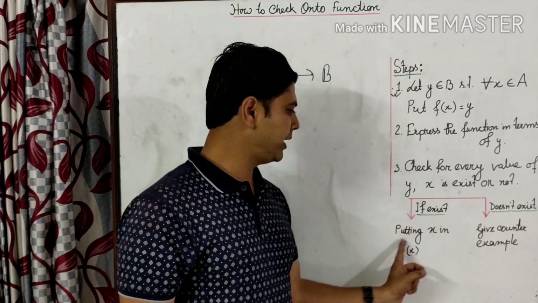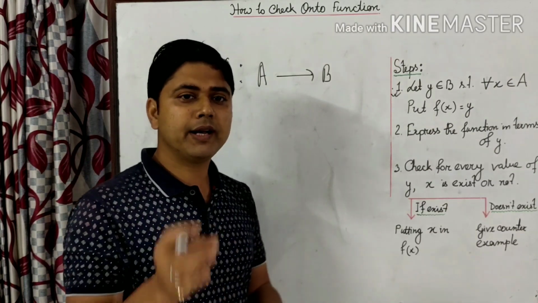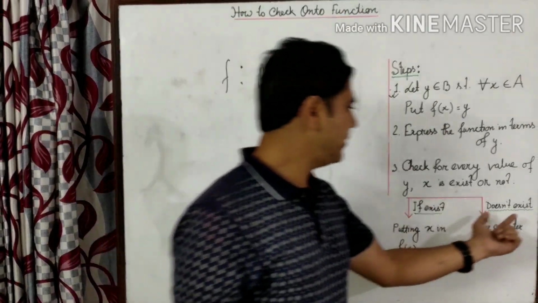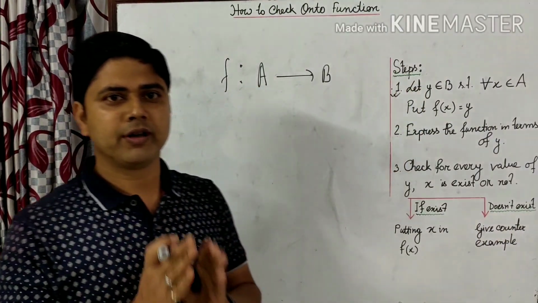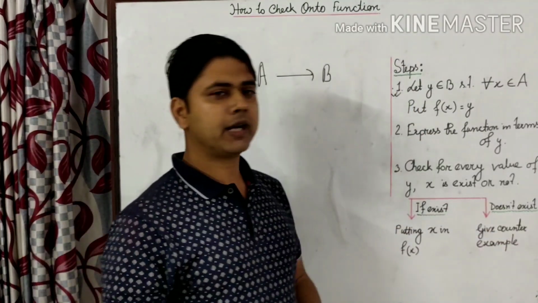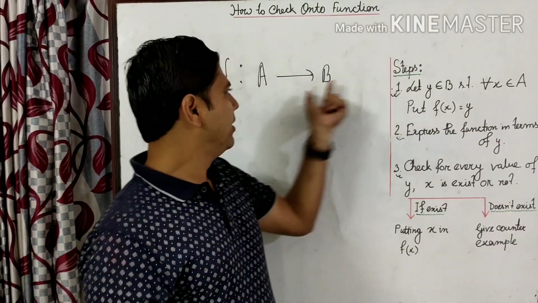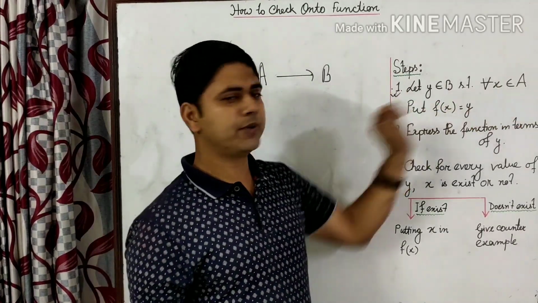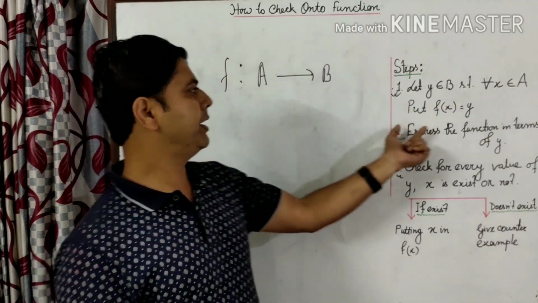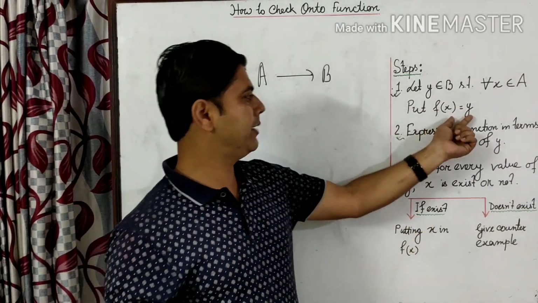If it exists, putting x in f of x. Putting x in what? F of x. Otherwise, if it does not exist, give a counter example. You have to prove by giving what? A counter example. First step: let y belong to set B such that for x belonging to set A, putting f of x equal to y. In the function, in place of f of x we write y.